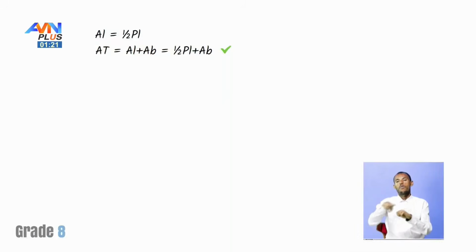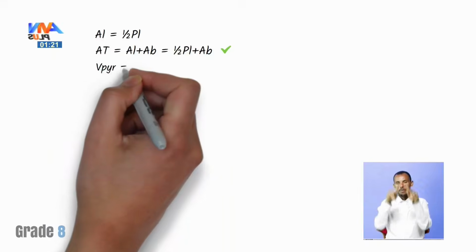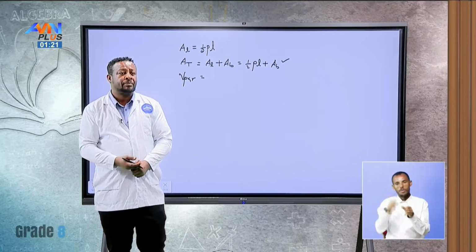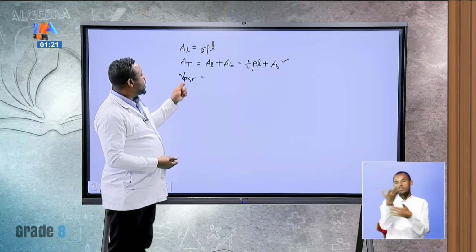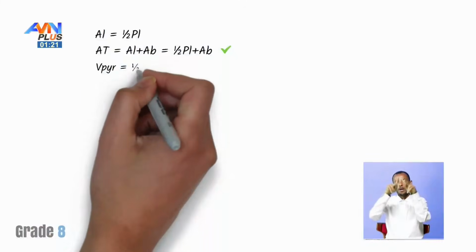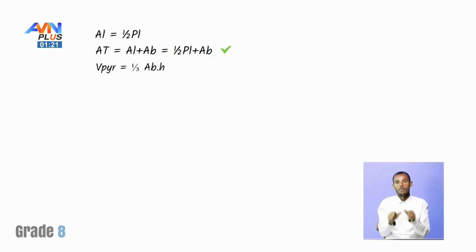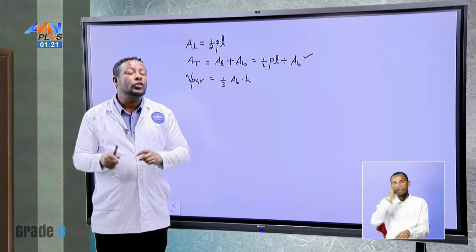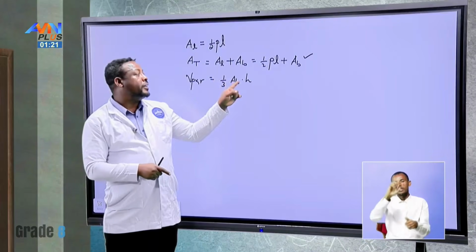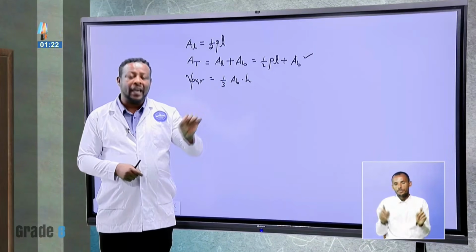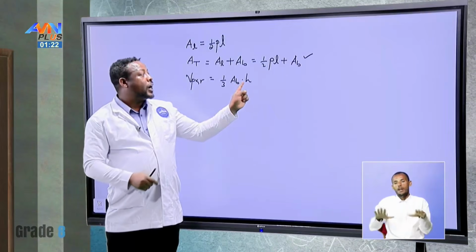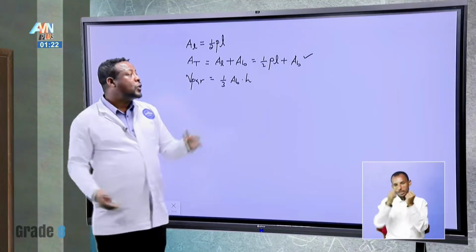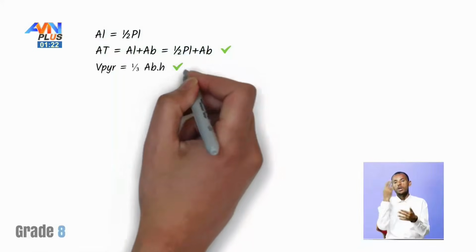The third one is the volume of a pyramid. Do you remember its formula? The formula for the volume of a pyramid is 1/3 of area of the base times the height of the pyramid. This height is the altitude of a pyramid. You need to differentiate the slant height and the height. The slant height is a height for the lateral face, and this h is the altitude drawn from the vertex to the center of the base. This is the formula that we use to calculate the volume of a pyramid.